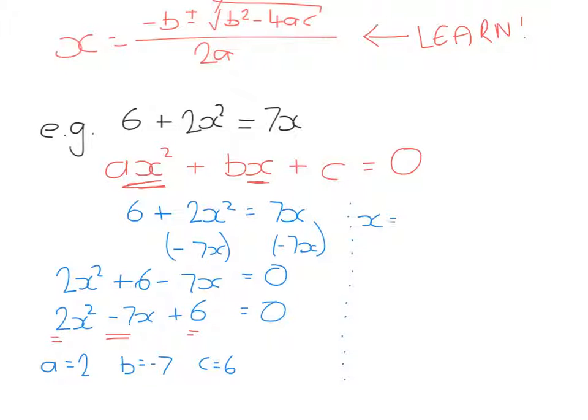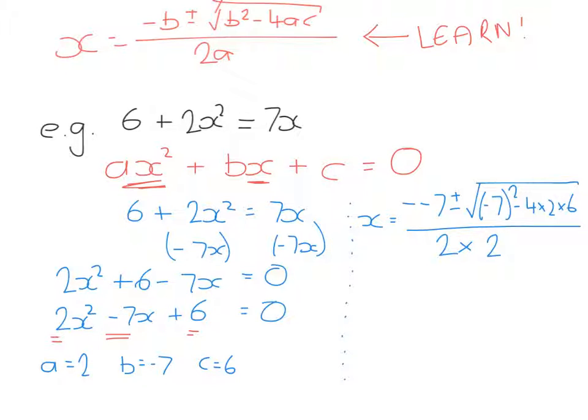So x equals, it says negative b, so it's negative, and the value of the b is minus 7, so it's negative 7, plus or minus the square root of b squared. So I need to put my negative b in brackets, okay, because b has got a value of negative 7. I've got to make sure that I'm squaring negative 7, not just the 7. And then it's minus 4 lots of 2 times 6. And that is all divided by 2 times the value of a, which is 2.